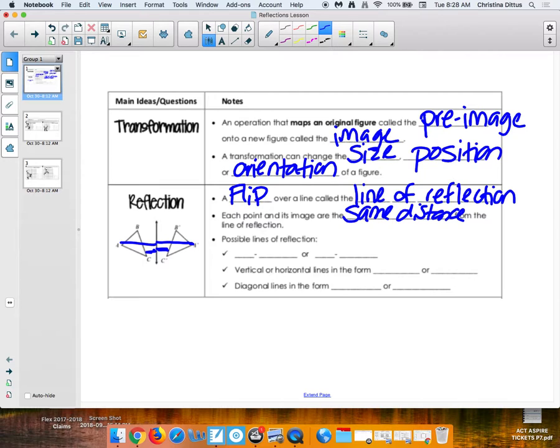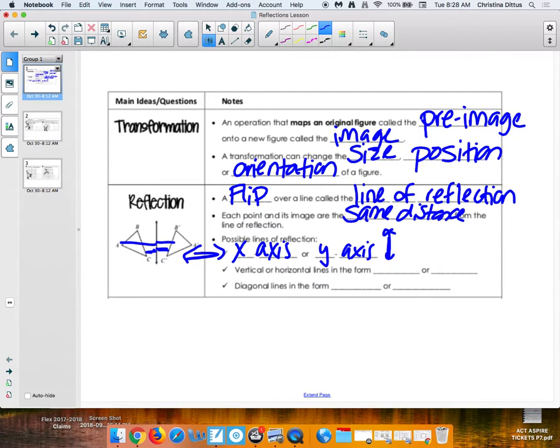Possible lines of reflection, we have our axes, x-axis. Remember that one goes up, down. Our y-axis, I totally just lied. That's so embarrassing. X-axis goes left, right, y-axis goes up, down. I'm sorry, I'm an idiot. Can't believe you lied just like that.